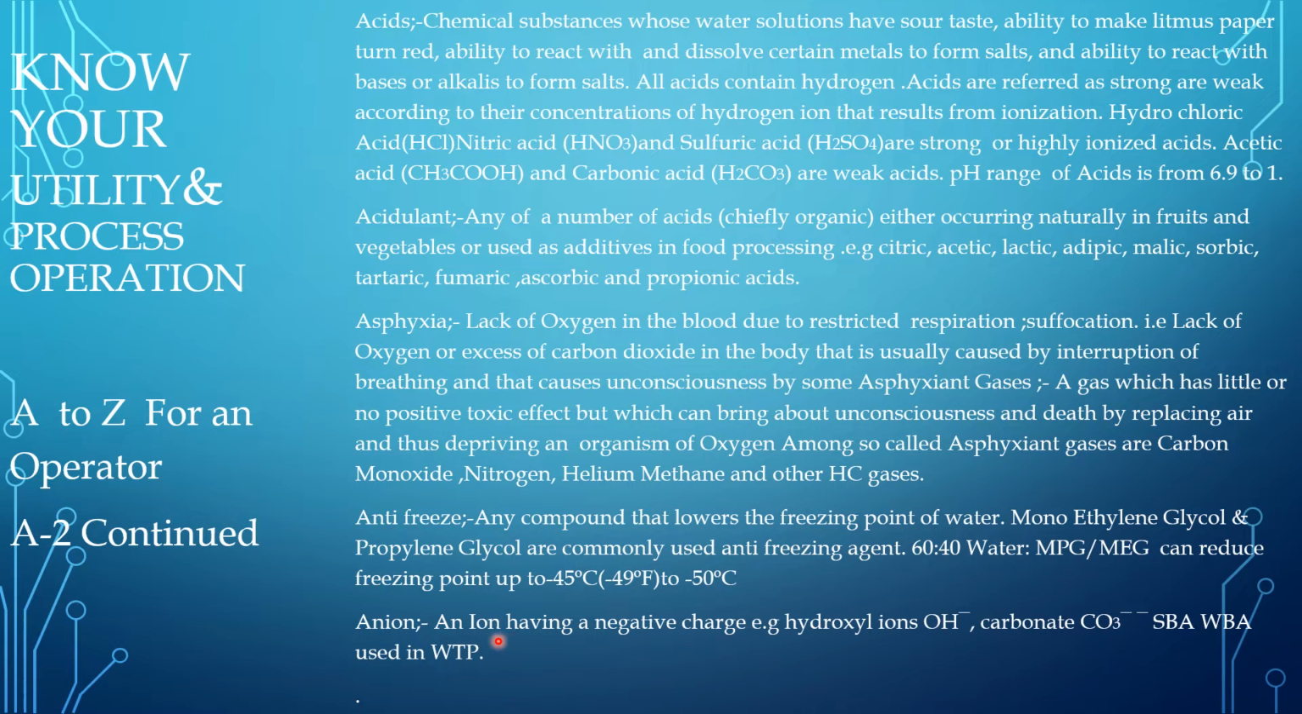Now you can see another important terminology: anion. An ion which has a negative charge, for example hydroxyl ion OH minus or carbonate CO3 double minus. SBA and weak base anion are some important anions used in water treatment plants. If you want to know more, you can see my other video regarding the DM plant.